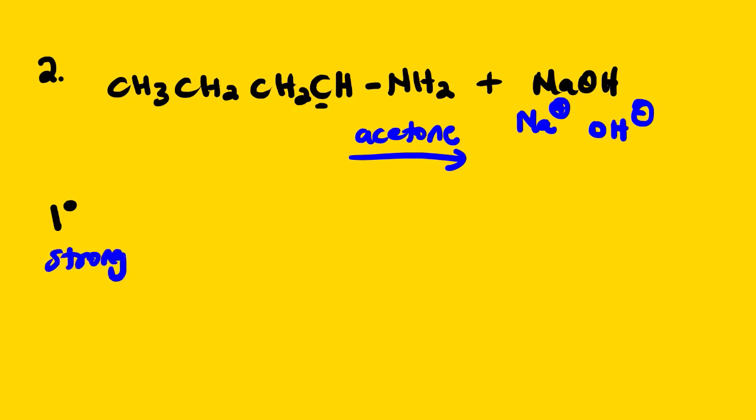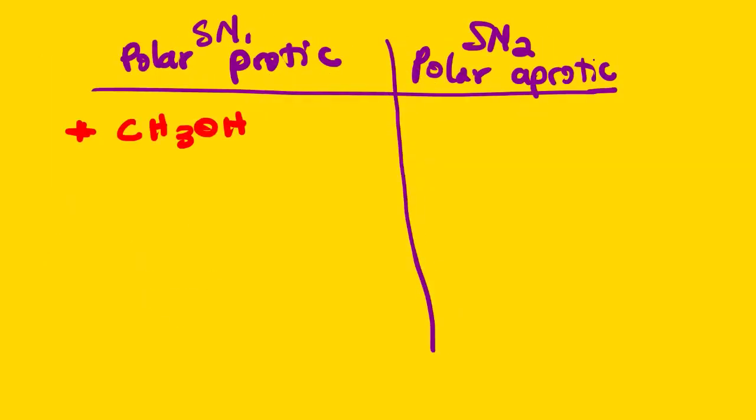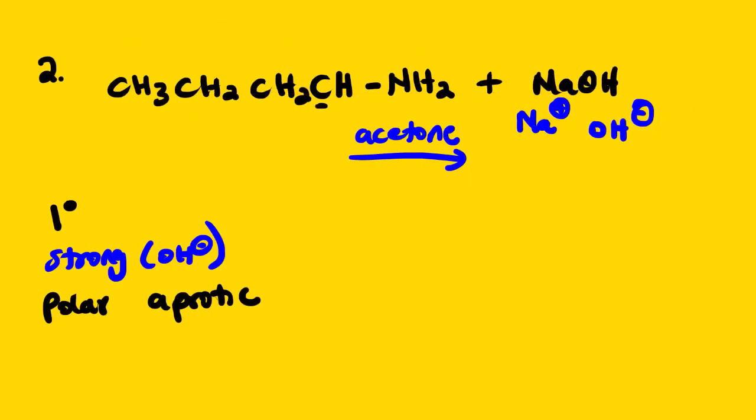So we have a strong nucleophile, which is OH minus. And then we look at the solvent, acetone. It's a polar aprotic solvent. In this case, you can see that we can fill in our table. Here we have acetone, which favors SN2 reaction.